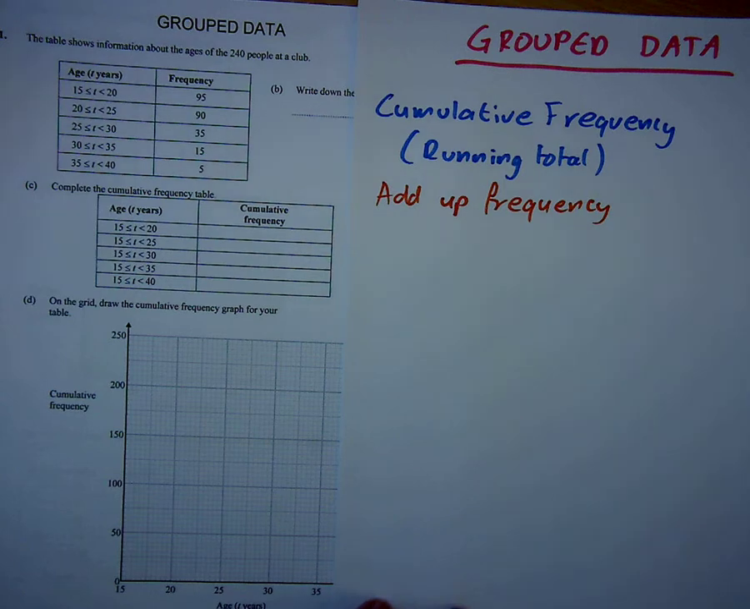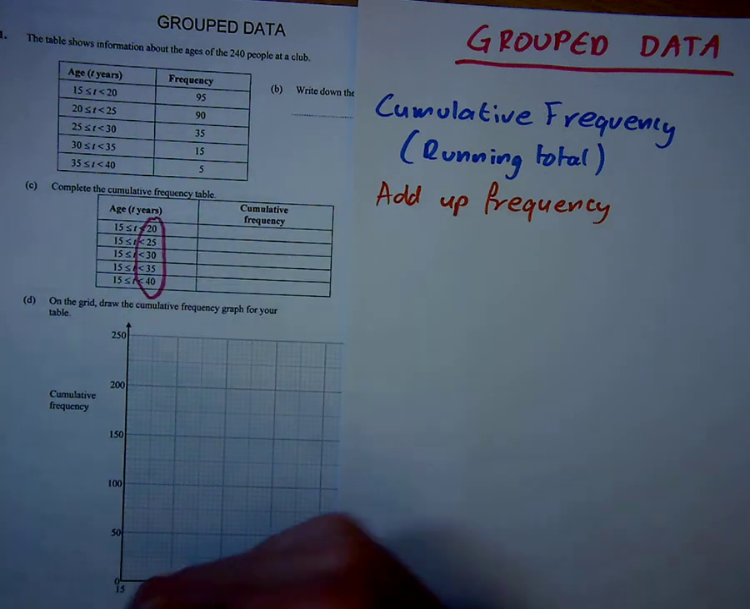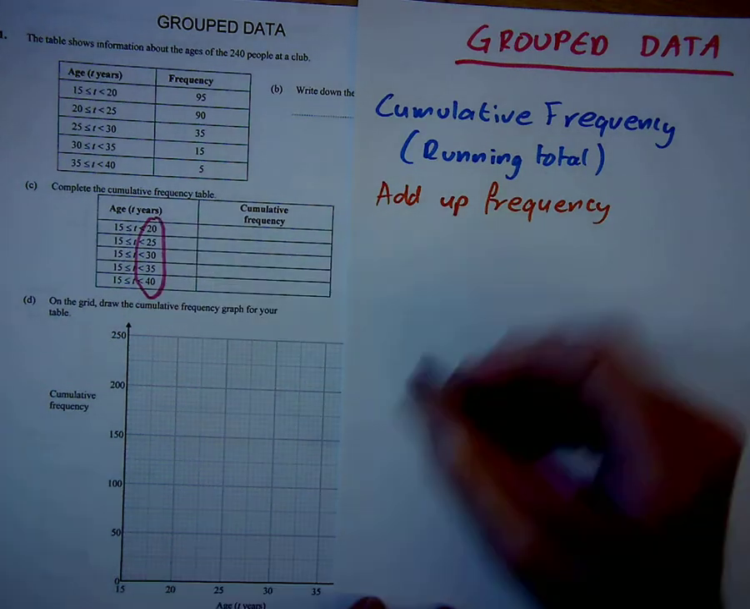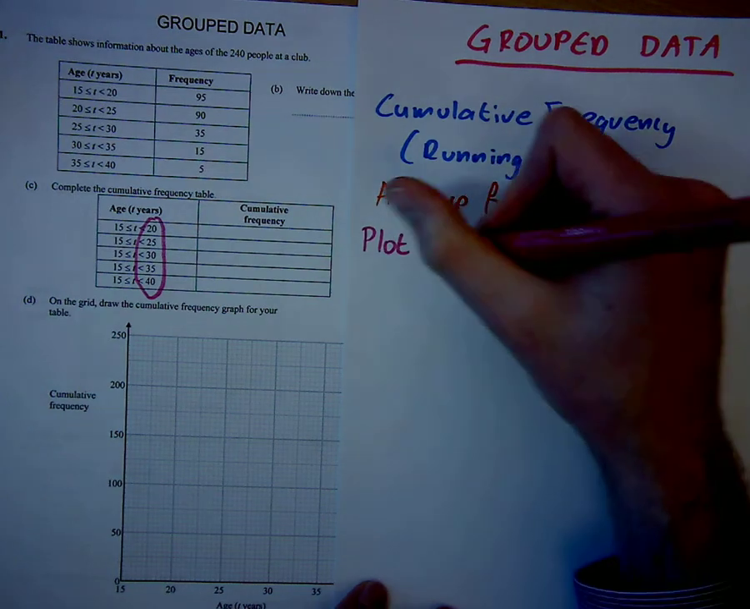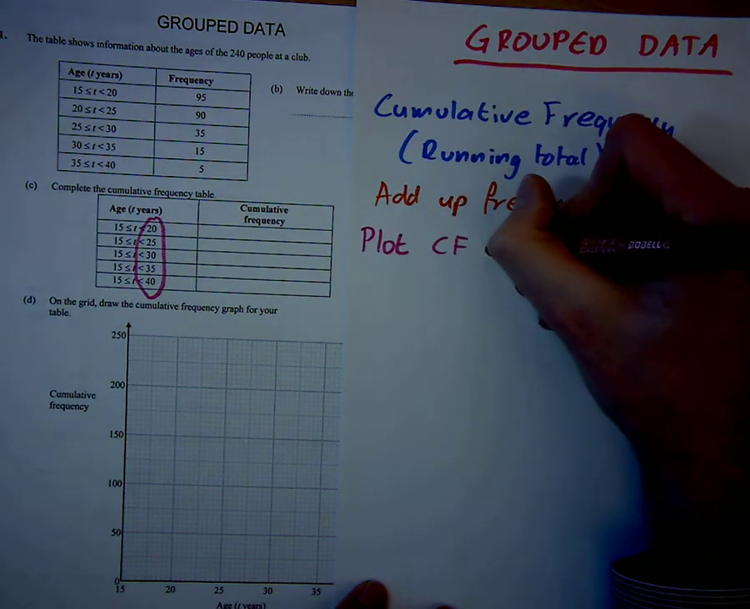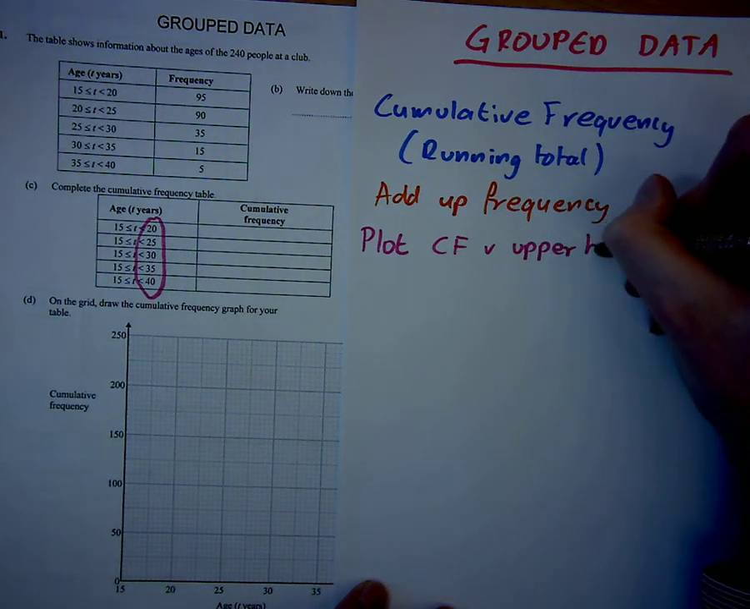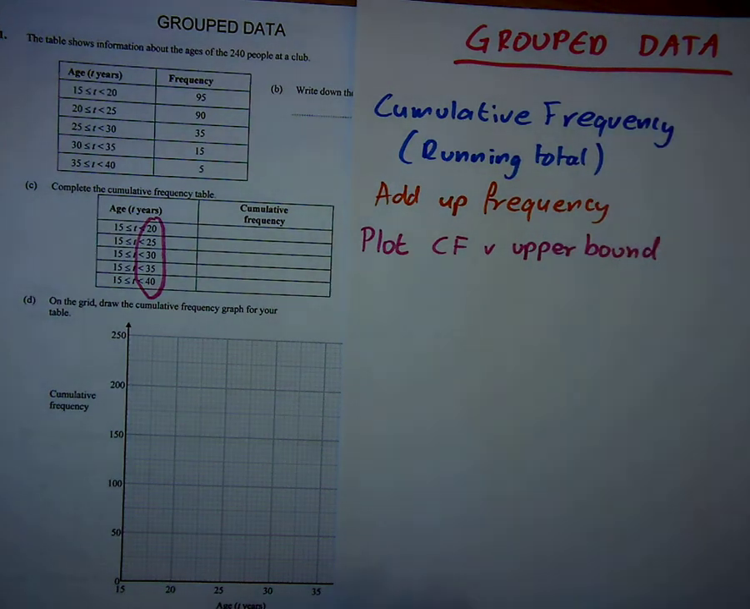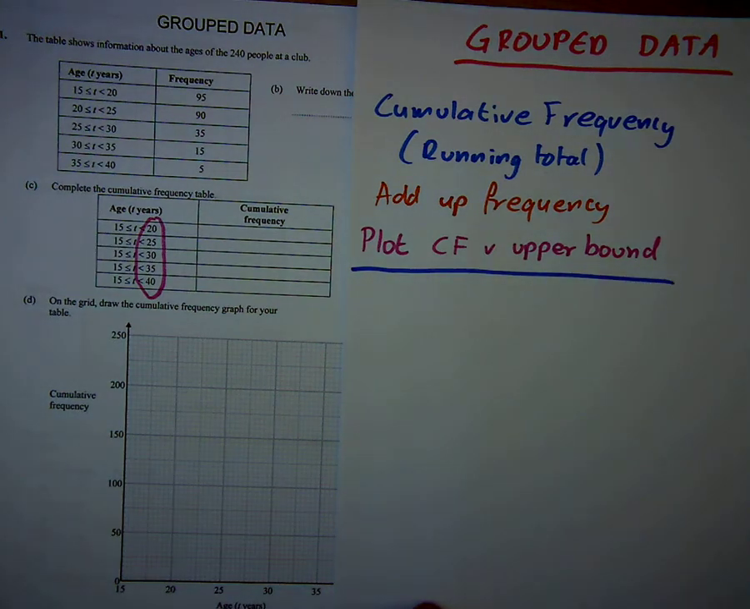And then whenever we're plotting this, we have to plot the upper bound, the upper limit. So we plot cumulative frequency against the upper bound. I think once we know them basics, then we're brilliant. With cumulative frequency, just make sure we know that that's what we do.